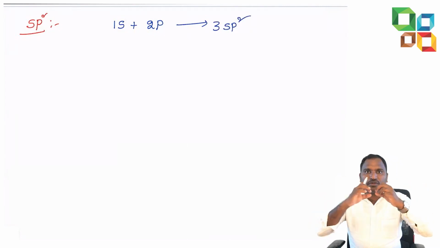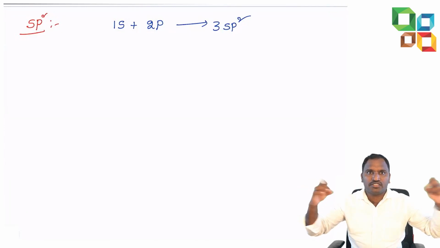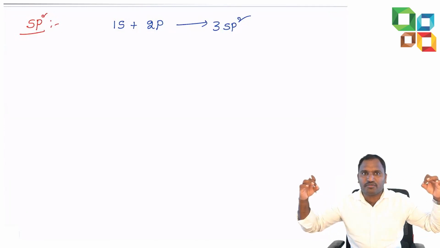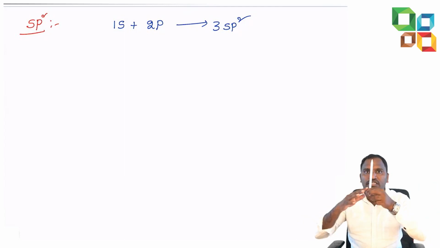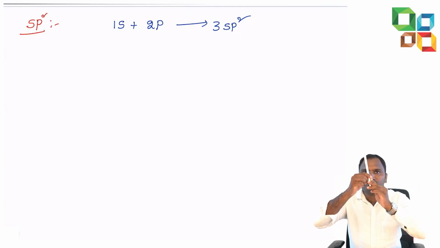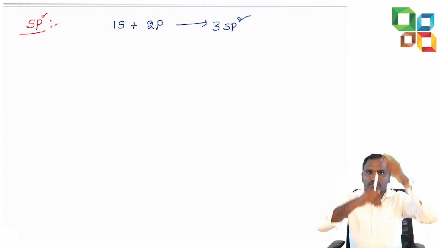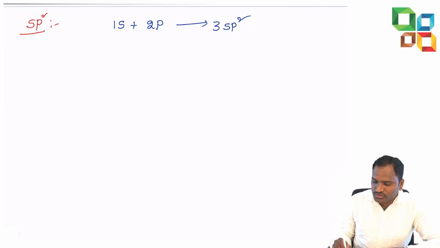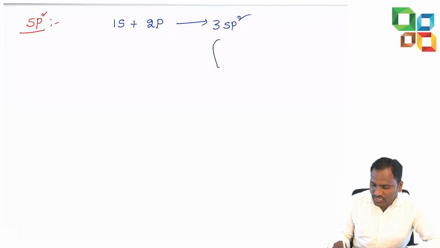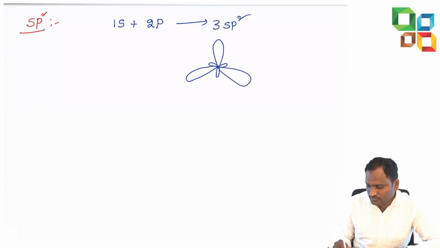If two hybrid orbitals form, they are arranged in a linear manner, isn't it? If three hybrid orbitals arrange, they are arranged in triangular planar form. One is like this, one is like this, one is like this. So this is one sp2 hybrid orbital. What is the shape, students? Triangular planar.